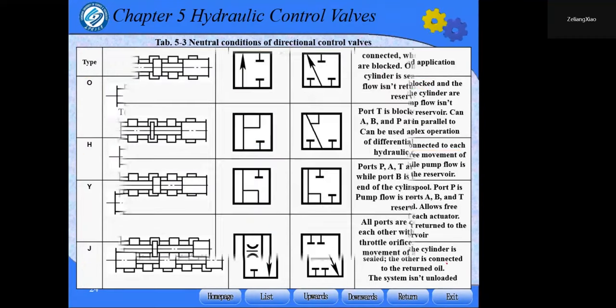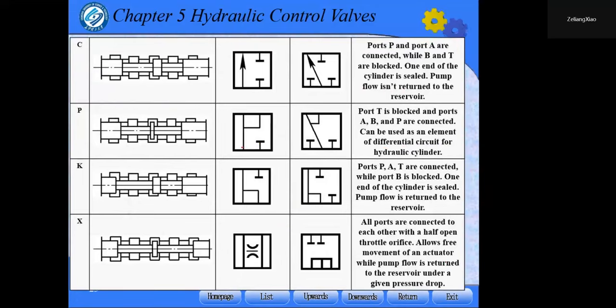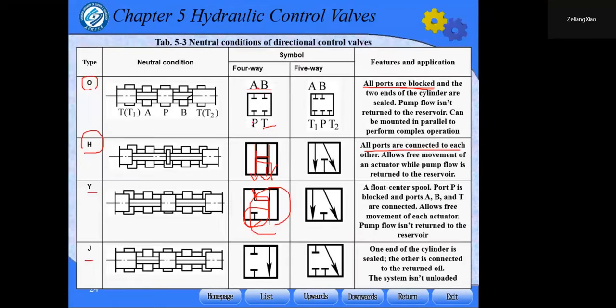Connected. Other types such as C type, T type, K type, X type are all described in this paper. And the graphic symbols are these, such as D type, the character, or the features such as the ports. P, what's P? What's P?